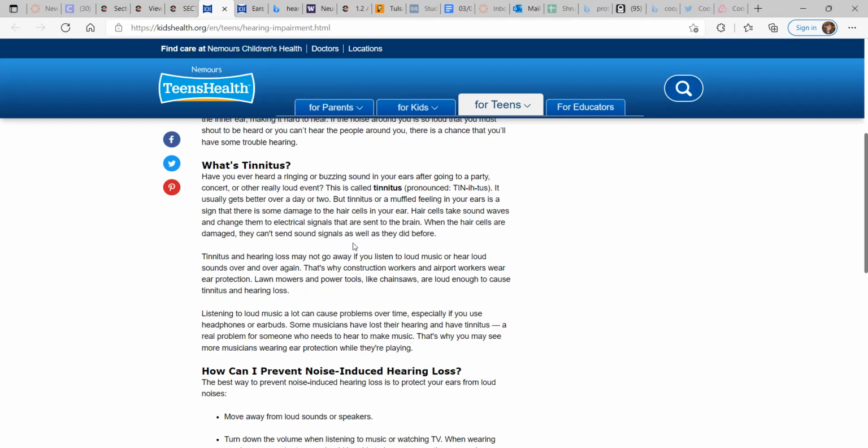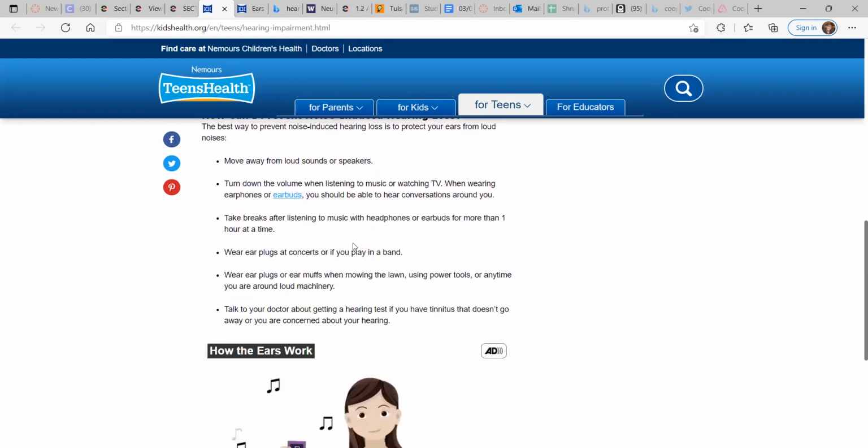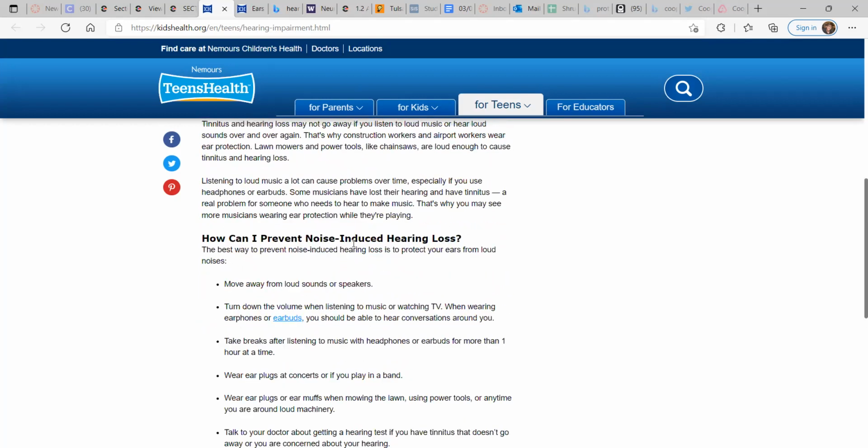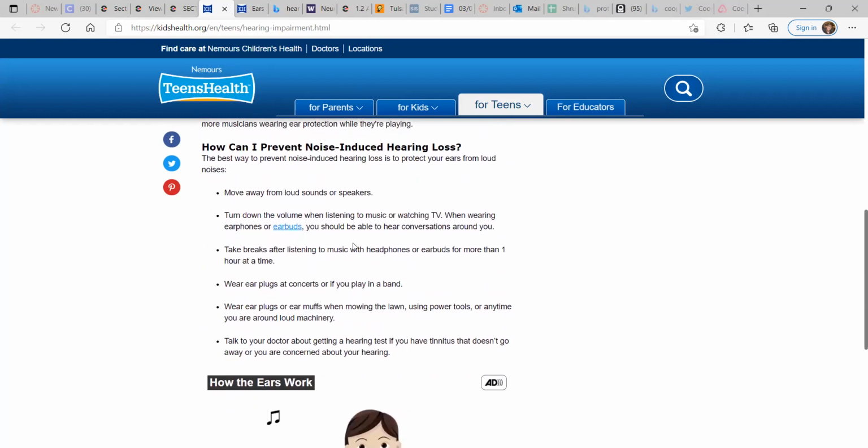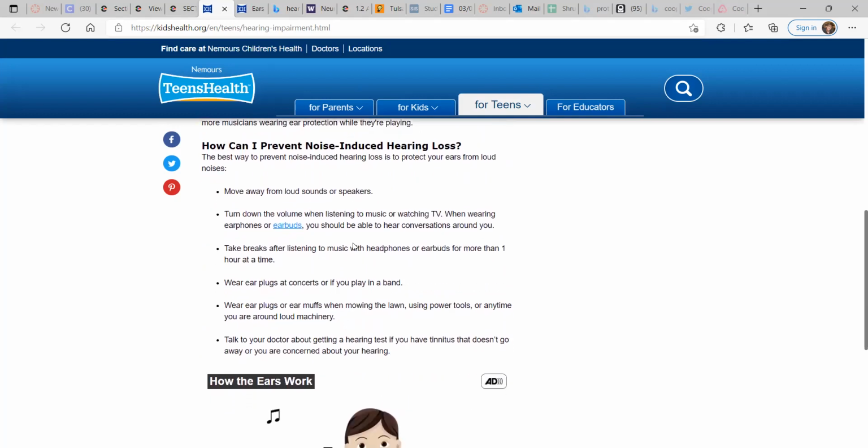Some musicians have lost their hearing and have tinnitus, a real problem for someone who needs to hear to make music. That's why you may see more musicians wearing ear protection while they're playing. And here's more hearing loss reduction steps.